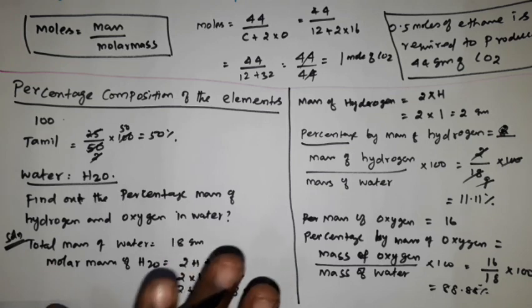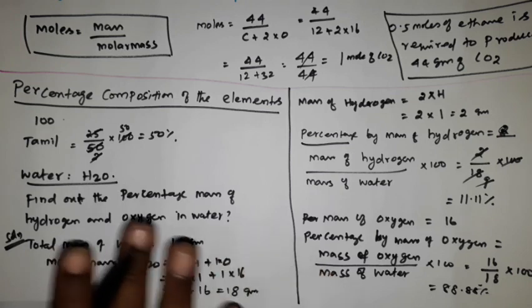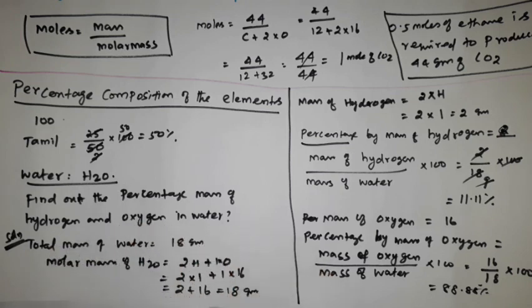So this is the simple way to calculate the percentage composition. Okay, students, today's video we have discussed some calculation related to stoichiometry, then one more important concept, that is percentage composition of the given elements. Hope you understood today's lesson. Thank you very much.